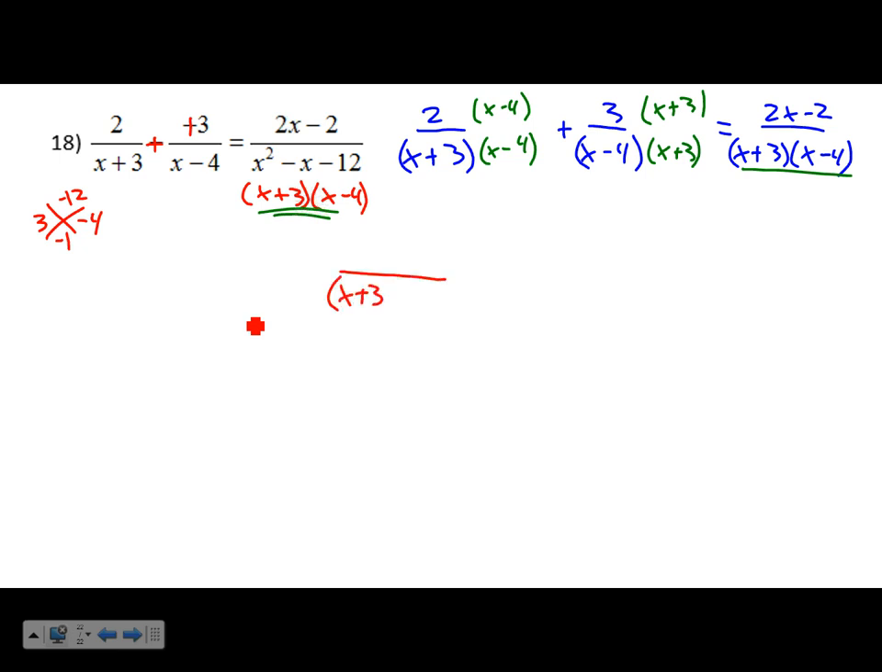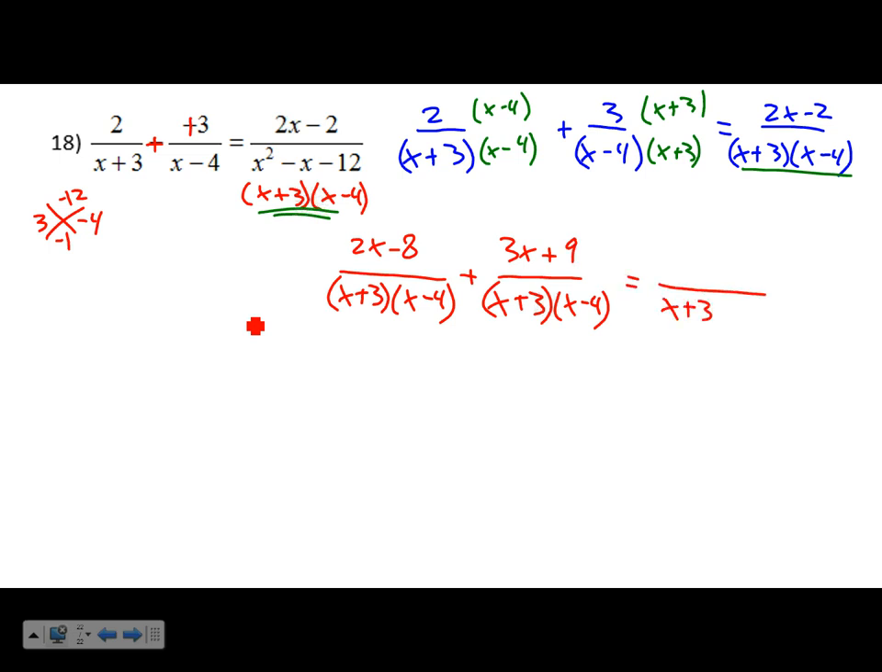X plus 3 times x minus 4. And the top we have 2x minus 8 plus x plus 3 times x minus 4. We have 3x plus 9 is equal to x plus 3 times x minus 4. And this part didn't change at all. So all those have the same denominator, so we have 2x minus 8 plus 3x minus 9 is equal to 2x minus 2.